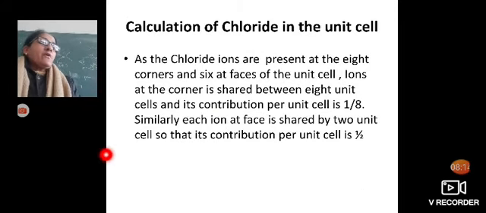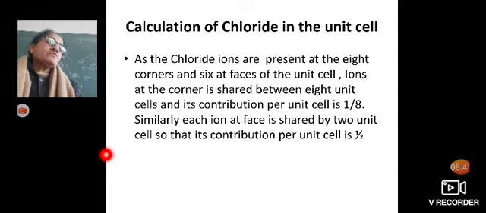Then, calculation of chloride ions in the unit cell. As we know, the chloride ions are present at the 8 corners and 6 at the faces of the unit cell. An ion at a corner is shared between 8 unit cells and its contribution per unit cell is 1/8. Similarly, each ion at the face is shared by 2 unit cells, so its contribution per unit cell is 1/2.